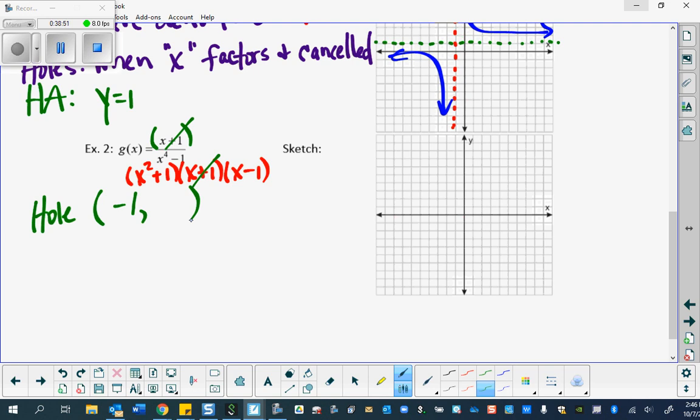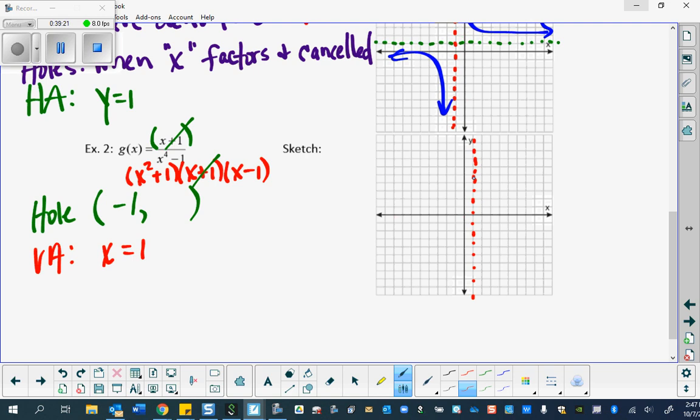When I'm looking at my vertical asymptotes, I know that x cannot have a value of positive 1. So I know that at positive 1, that graph is going to stop being continuous because it's going to go in opposite directions forever and ever and ever.